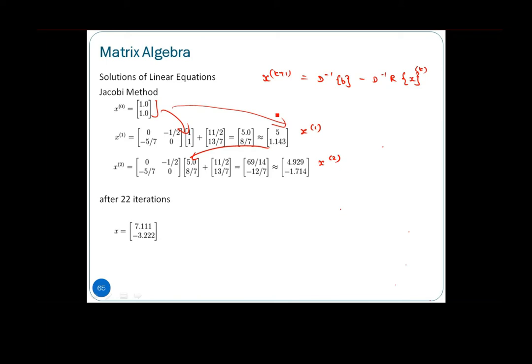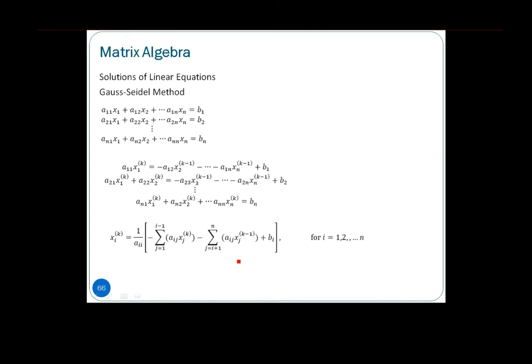You can see that after 22 iterations, probably you have seen that x21 and x22 are very close. Of course you have to set a stopping criterion, the tolerance. When they are very close, it stops. Then it will give you the solution: x1 equals 7.111, x2 equals negative 3.222. All right, so that is the Jacobi method in matrix form.